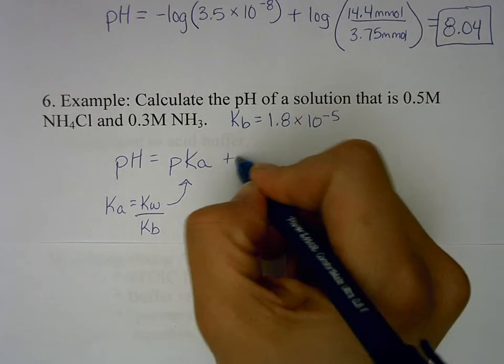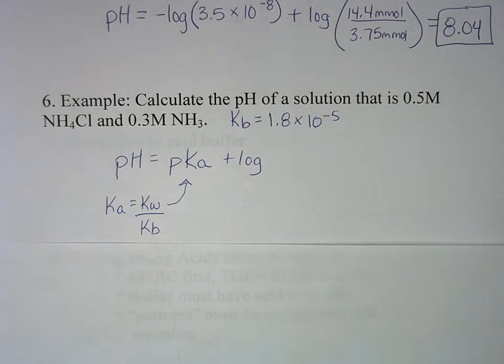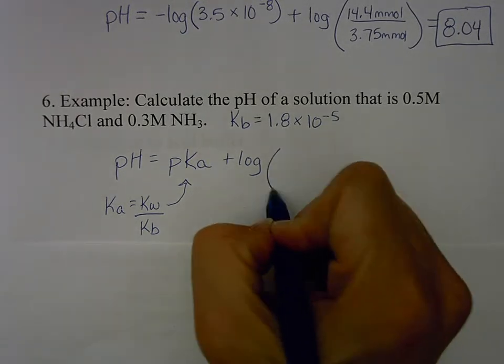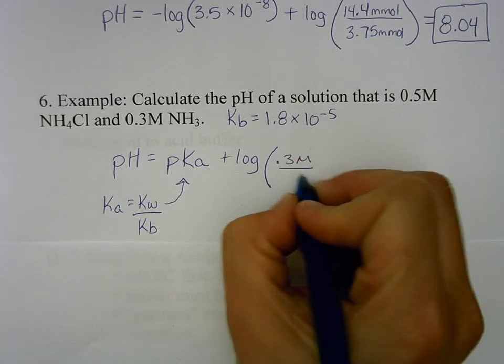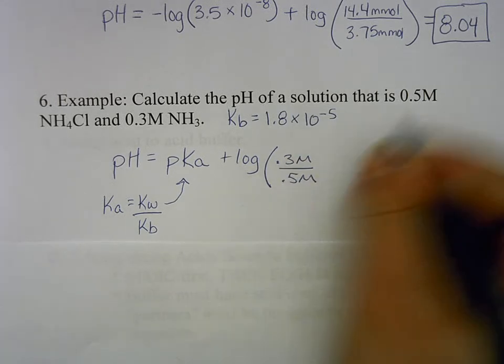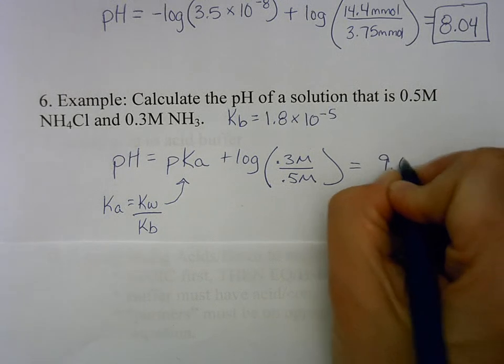Now in this particular problem, they tell you the pH of a solution that's already combined, where you've got 0.5 molar ammonium chloride and 0.3 molar ammonia. Those are the molar concentrations. If they give you the molar concentrations of the solution after it's already combined, then you can just plug that in. For the base, it would be 0.3 molar, and for the acid, it would be 0.5 molar. That would give you a pH of 9.03.